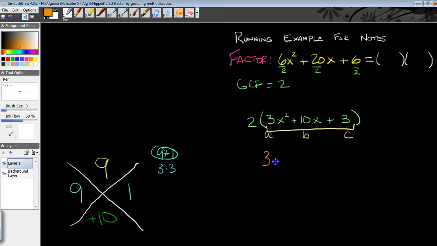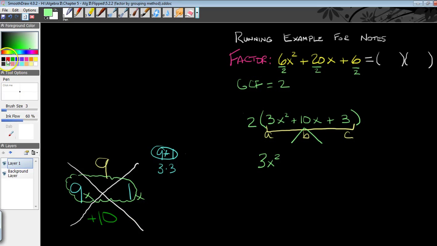The 3x is going to stay exactly the same. Actually, you know what? Let me use the same color so we don't get confused. So I get 3x squared. So what I'm going to do now is take these paired factors and break up the 10x into those two paired factors, where this is going to be 9x, and this is going to be 1x.